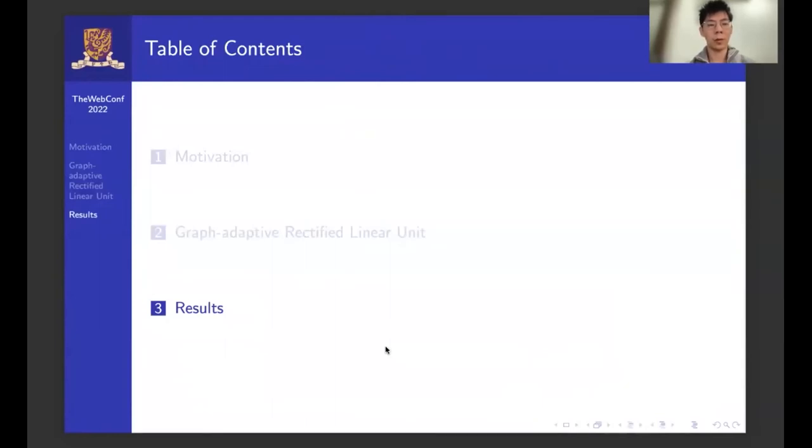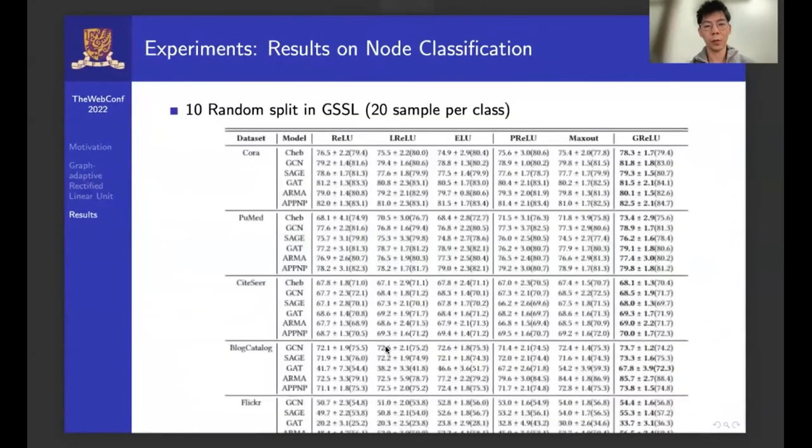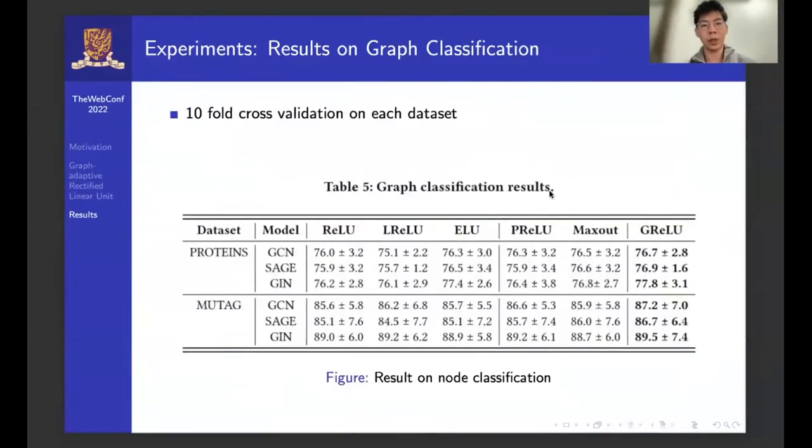In the last section, we will show our experimental results. First, we need to show that our gReLU is better than other ReLU variants. We compare our gReLU with other ReLU functions like leaky ReLU, eReLU, PReLU, and maxout. We test our method on five different datasets with different GNN backbones, and we notice that our gReLU is consistently better than other ReLU functions, and it's amenable to different GNN backbones. Second, we evaluate our gReLU function on graph classification, showing our gReLU function can capture the global information.